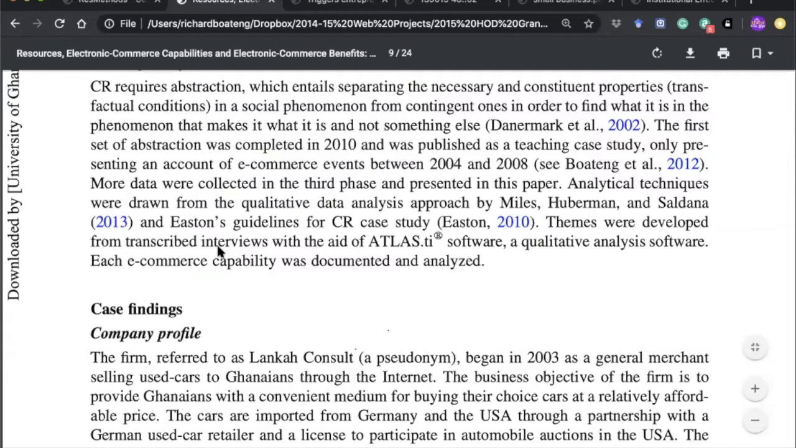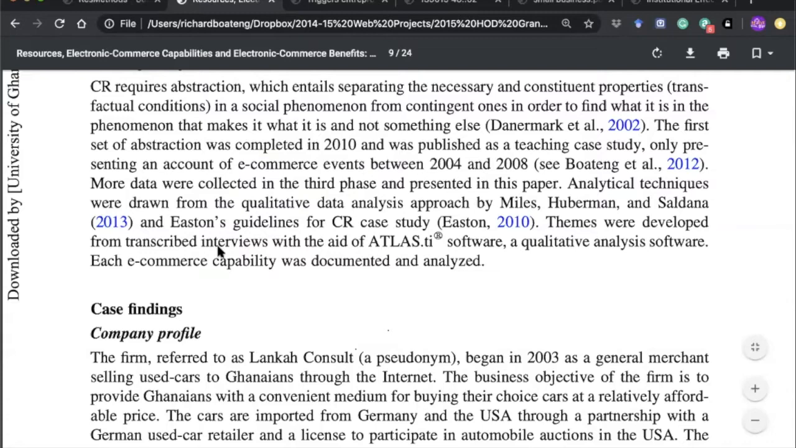So that is what happens when you are doing qualitative research. Now what we are going to do is to delve into the actual work to try to see what we can learn from the different analytical approaches.